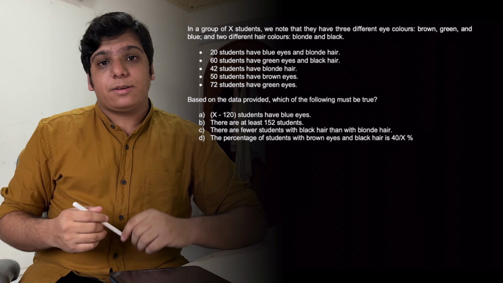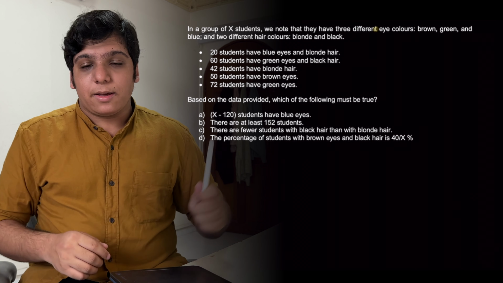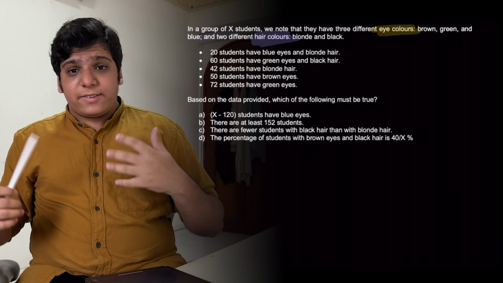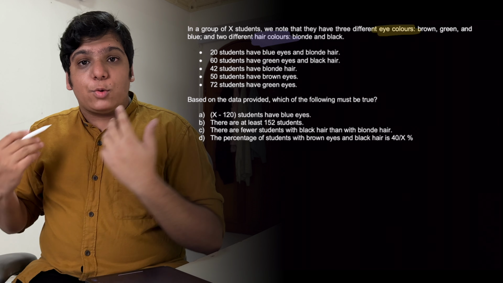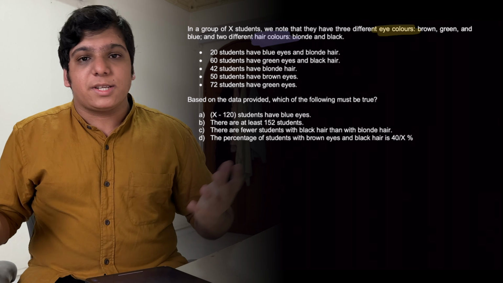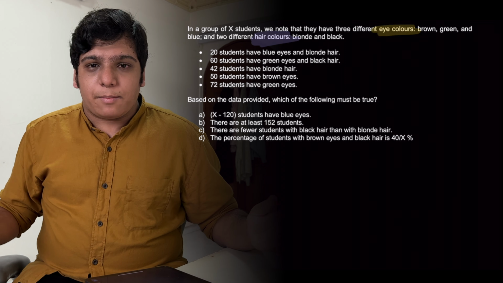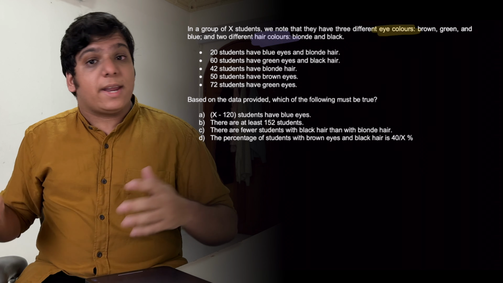Alright, so this question talks about 2 different data categories, one being that of eye color and the other being hair color. Now, when we have data categories, there are basically one of 2 ways we can choose to interpret and process the information given to us. Either we draw a table or we draw a Venn diagram. So how do I choose whether I need to draw a Venn diagram or I need to draw a table?